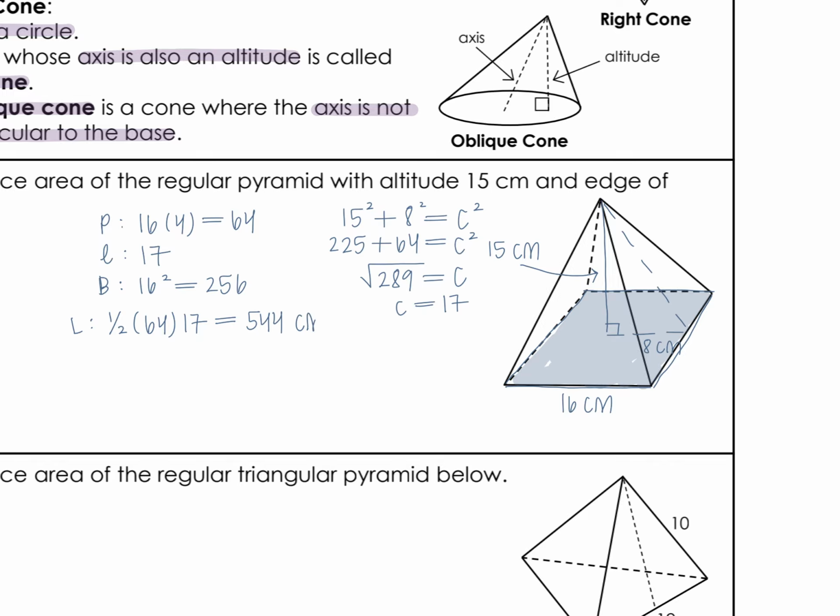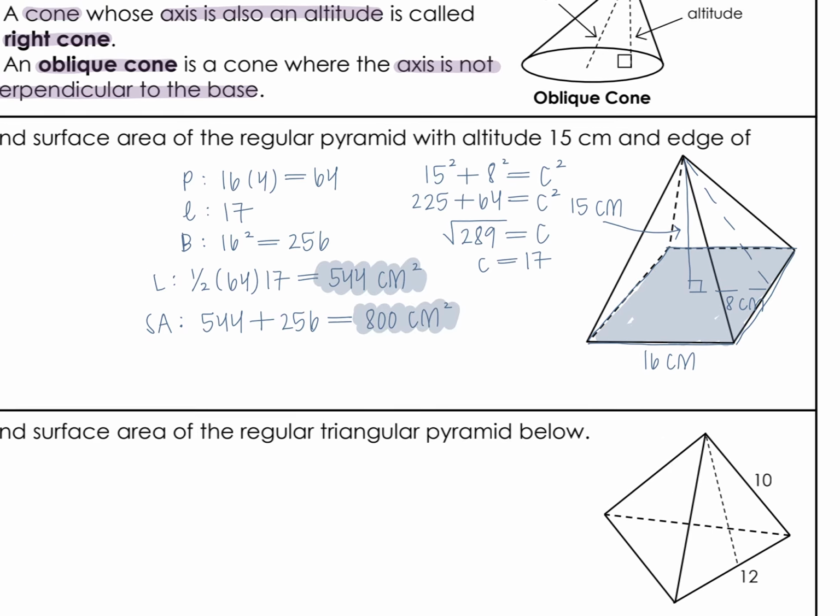And then this is going to be an answer, so I need my units, centimeters squared. Then finding my surface area, remember you just start off with your lateral area, so that 544, plus my B, so that 256. And when you add those two together, you should get 800. And we'll have our centimeters squared, units squared, since we have this as an answer.